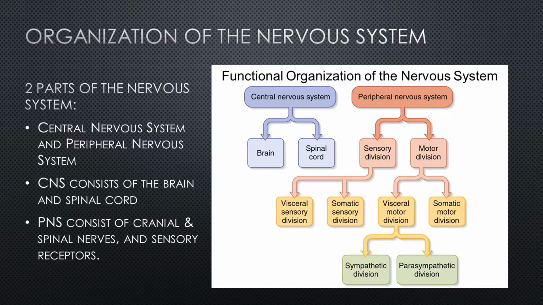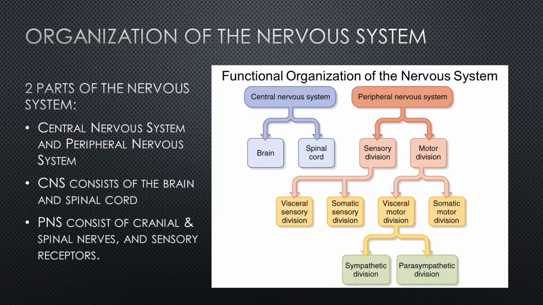The organization of the nervous system. There are two parts to the nervous system: the central nervous system and the peripheral nervous system. The central nervous system contains the brain and the spinal cord. The brain is considered the command center and decides what to do with information. The spinal cord has two major jobs. One job is to create pathways to and from the brain, and it also houses reflexes.